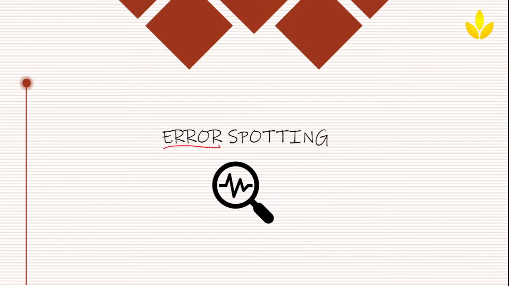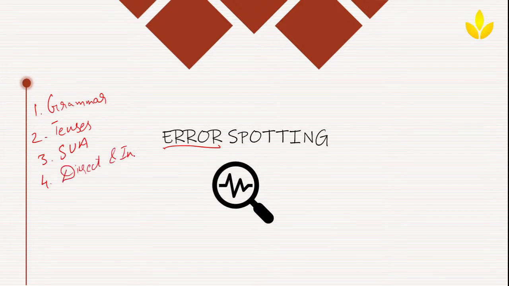So common errors that can occur in a sentence are based on grammar, that is basic grammar, parts of speech, tenses. It can be based on subject verb agreement. It can be based on direct and indirect, active and passive voice, degrees of comparison, and so on. So today also we'll be looking at a few questions.